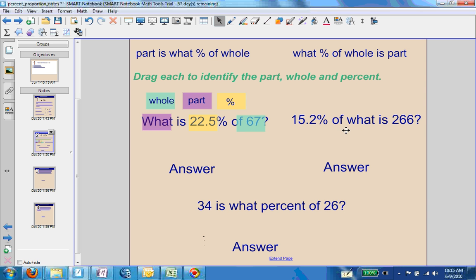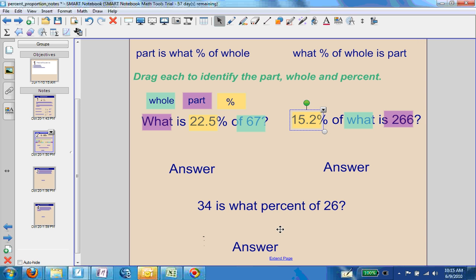And the next example, our whole goes with the word of. Here we see of what? So we're actually looking for the of, or the whole. The part is what goes with is. It's the part out of the whole. So that's 266 of some number gives us 15.2%. And of course the 15.2 is our percent.